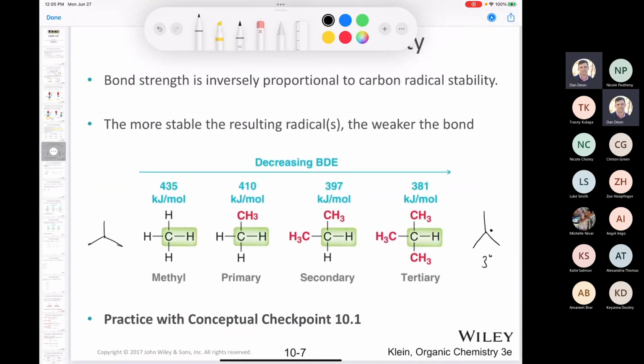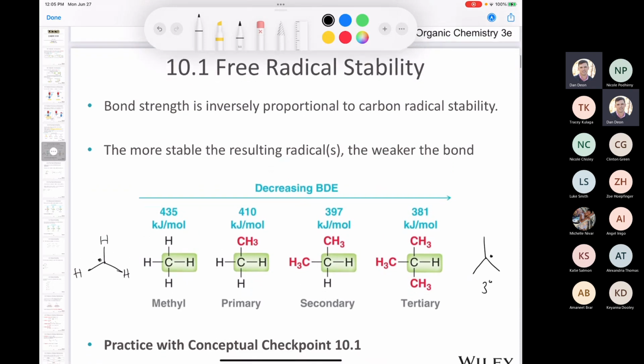So you have the carbon not surrounded by 3 R groups, it's surrounded by 3 hydrogens, which don't donate any electron density. So give me a thumbs up if you follow me. The more stable the radical that would be produced, the weaker the bond. The bond is more willing to break because you end up making something that's more stable.